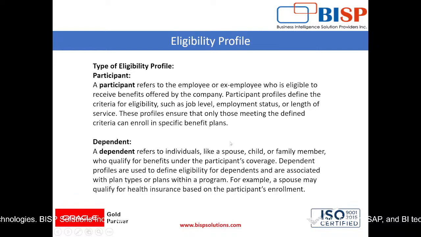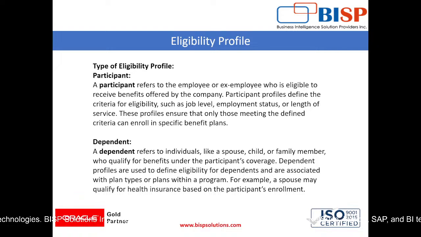In eligibility profile, we have two types: the first one is a participant and the second one is dependent. A participant refers to the employee or ex-employee who is eligible to receive benefits offered by the company. Participant profile defines the criteria of eligibility such as job level, employment status, or length of service. This profile ensures that only those meeting the defined criteria can enroll in a specific benefit plan.